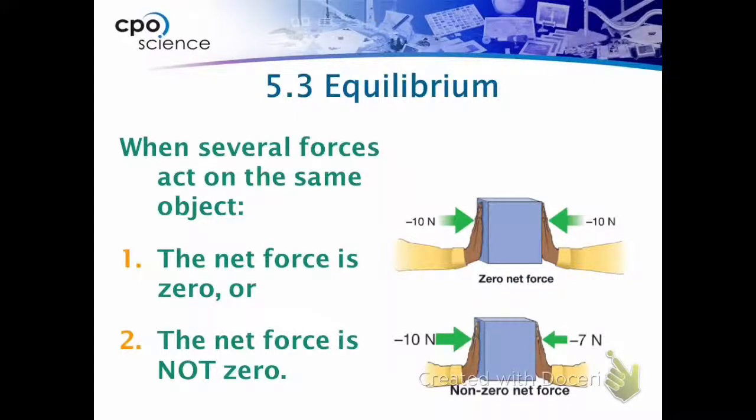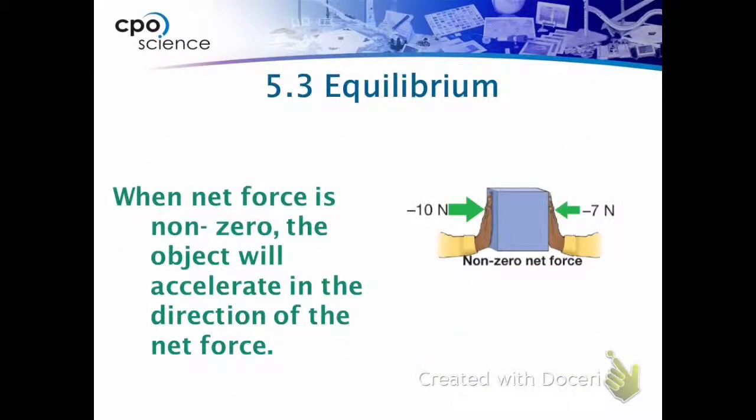When the net force is equal to zero, it's because the forces have balanced. Like in this case, you've got 10 to the left, 10 to the right, the two forces balance, and you have a net force of zero. And in example number 2 here, you've got 10 to the right, 7 to the left, they don't balance, the net force would not be zero. When the net force is non-zero, the object's going to accelerate in the direction of the force. So in this case, you've got a net force to the right, the object will accelerate to the right.